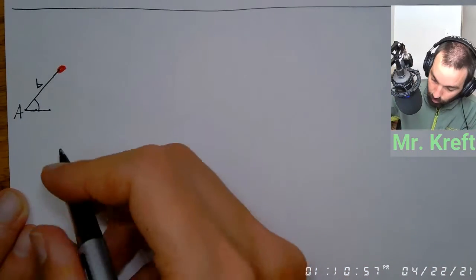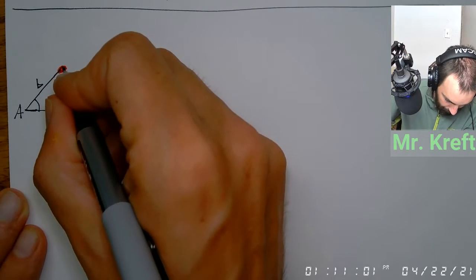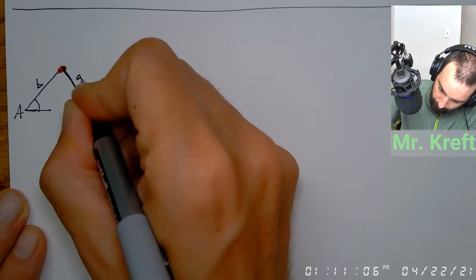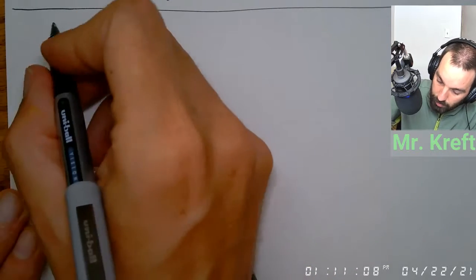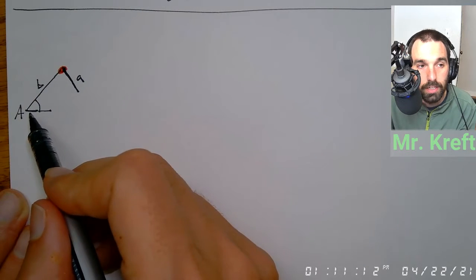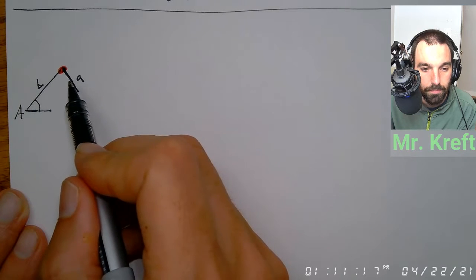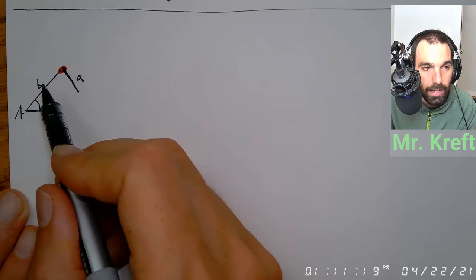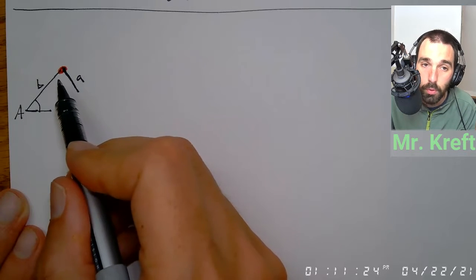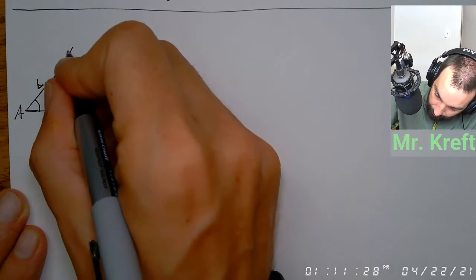So remember, it's angle, side, side. An angle, side, side means we're given an angle, and then we have a side here and a side here. And we don't know the angle in between these two sides. Since we don't know the angle in between these two sides, this becomes a pivot.